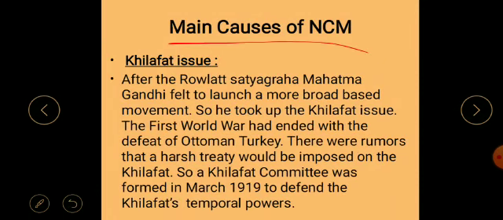The main causes of this movement are, first, the Khilafat issue. After the Rowlatt Satyagraha, Mahatma Gandhi felt the need to launch a more broad-based movement, so he took up the Khilafat issue. The First World War had ended with the defeat of Ottoman Turkey. There were rumors that a harsh treaty would be imposed on the Khalifa. So a Khilafat Committee was formed in March 1919 to defend the Khalifa's temporal powers.